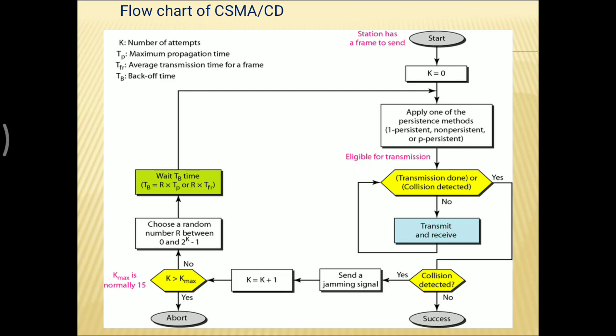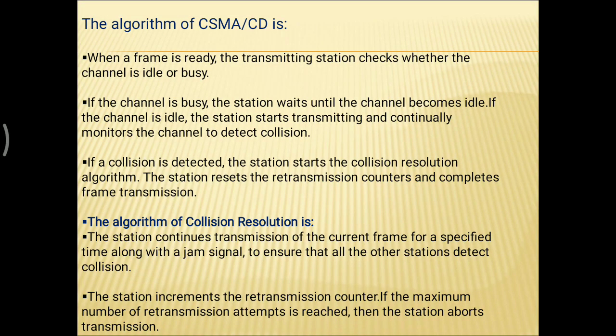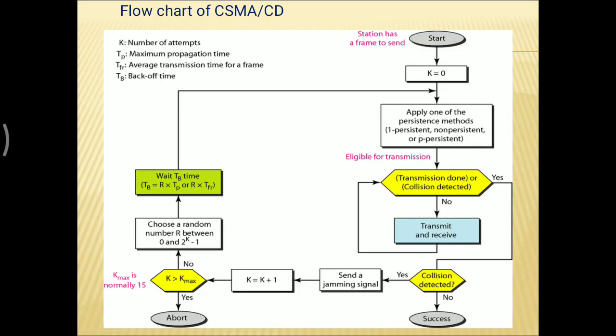Now, initially the station has a frame to send. The first time you are transmitting, we take the number of attempts as k, as I am representing here. For the first time, I am taking k equal to 0. The first attempt is 0.